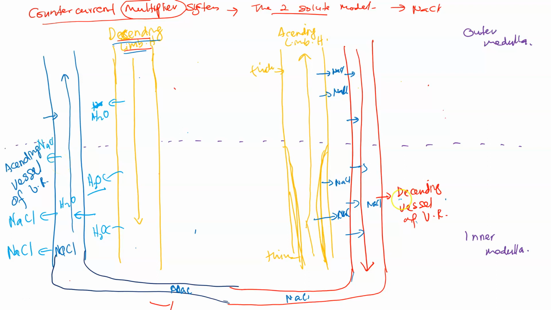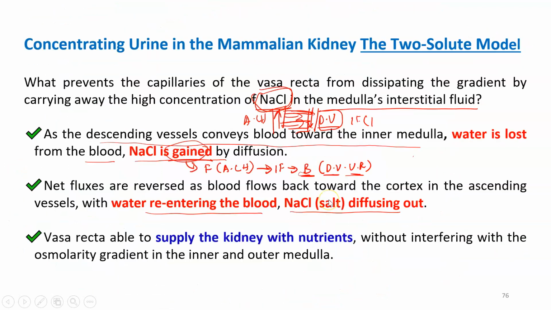Same goes to what happened in the descending vessels. Bila sodium chloride masuk dalam darah, yang akan keluar daripada darah adalah water. Okay, itu cara dia nak balance fluid concentration, especially in the interstitial fluid. So, kita check balik semula. Okay, dia cakap apa kat sini? Net fluxes are reversed as blood flows back towards the cortex in the ascending vessels, in which water re-enter the blood and sodium chloride diffuse out.